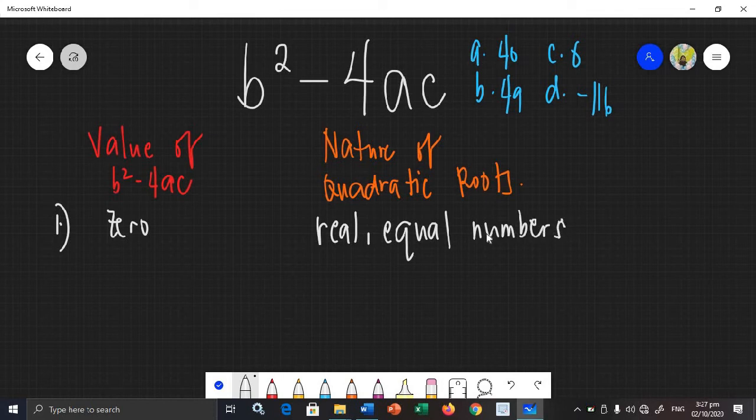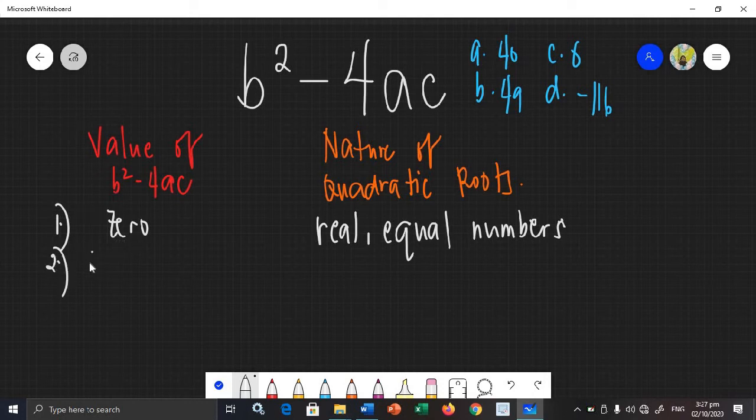So, kapag ang na-compute mo daw sa discriminant ng quadratic equation ay 0, ibig sabihin, kapag sinolve mo yung quadratic roots nun, ang sagot ay real and equal numbers. Okay? So, ganun lang yun.